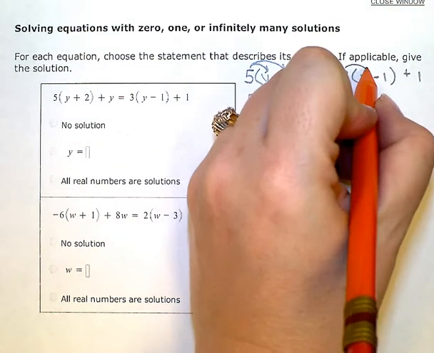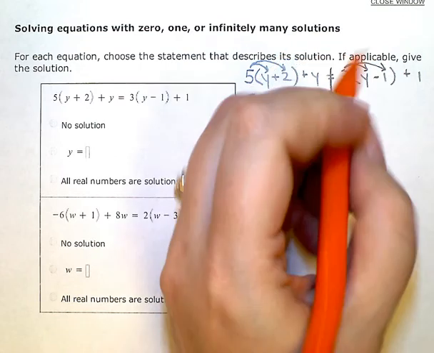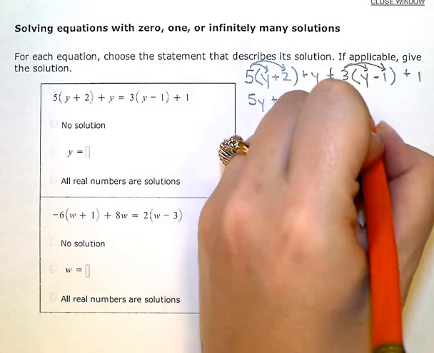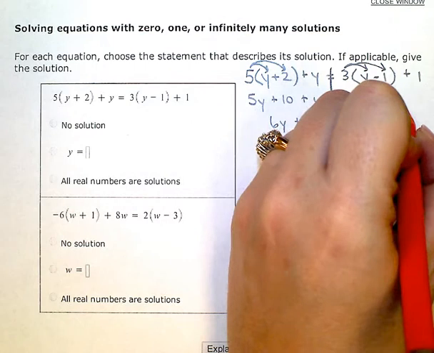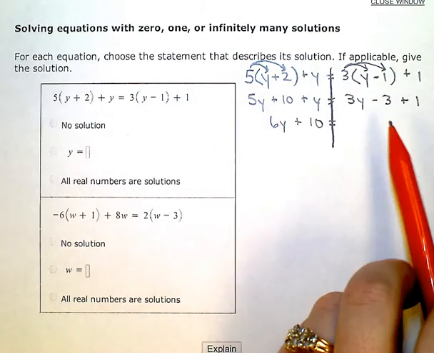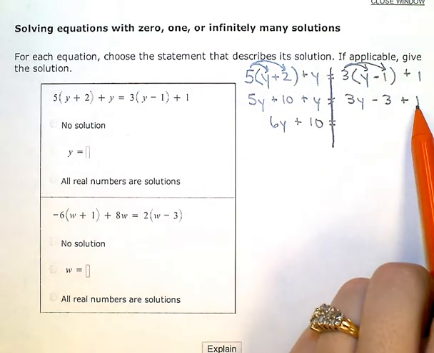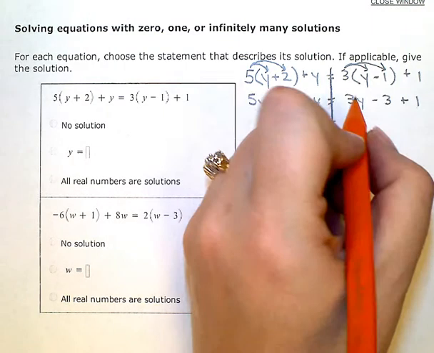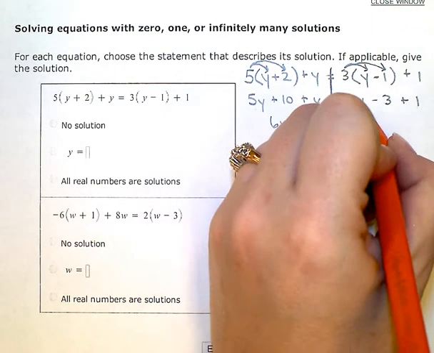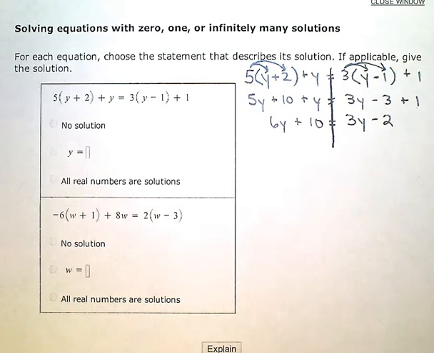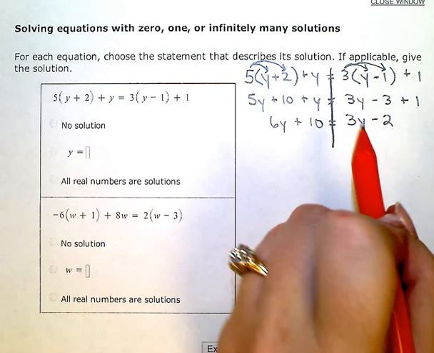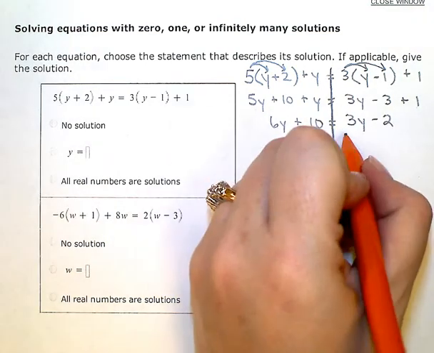So 3 times y and 3 times negative 1 will give me 3y minus 3 plus 1. This time my like terms are the constant terms, so I'm going to combine those two together and simplify to 3y minus 2. So now I'm going to eliminate this 3y.